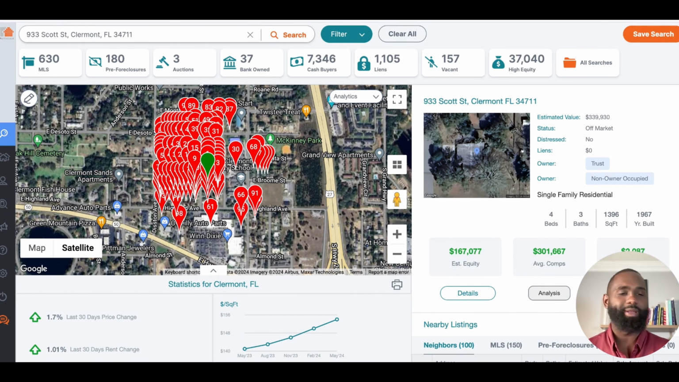Okay, so here's a property I'm looking at. This property is on the MLS. As you can currently see, I'm using PropStream for this, and yes, it's gonna be linked below.